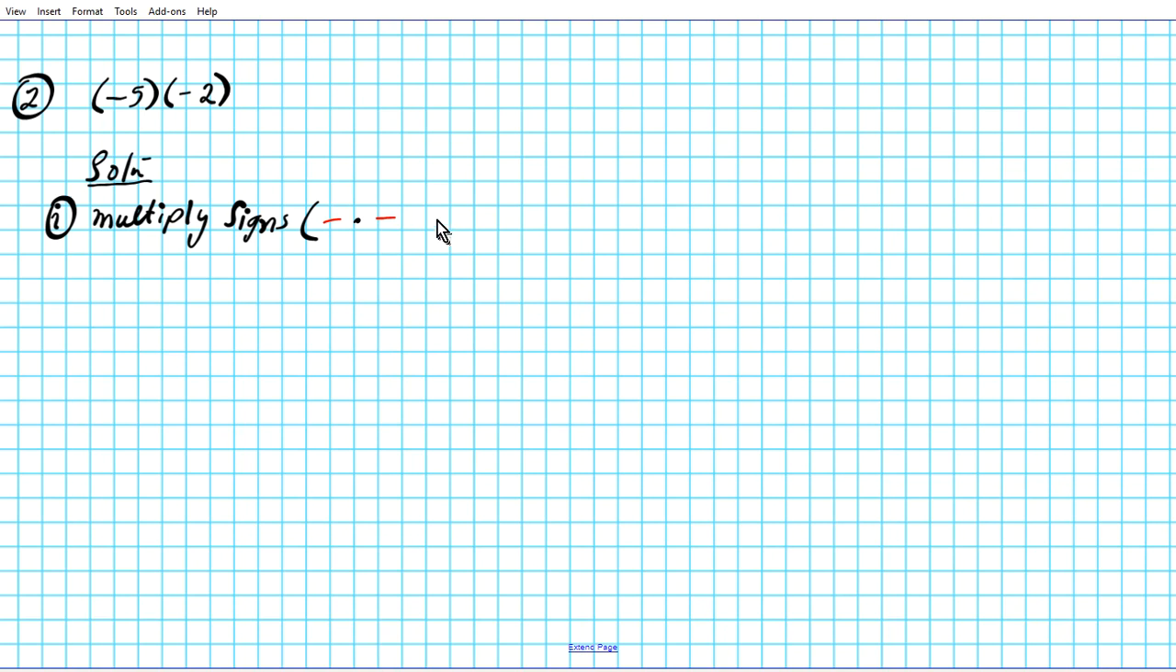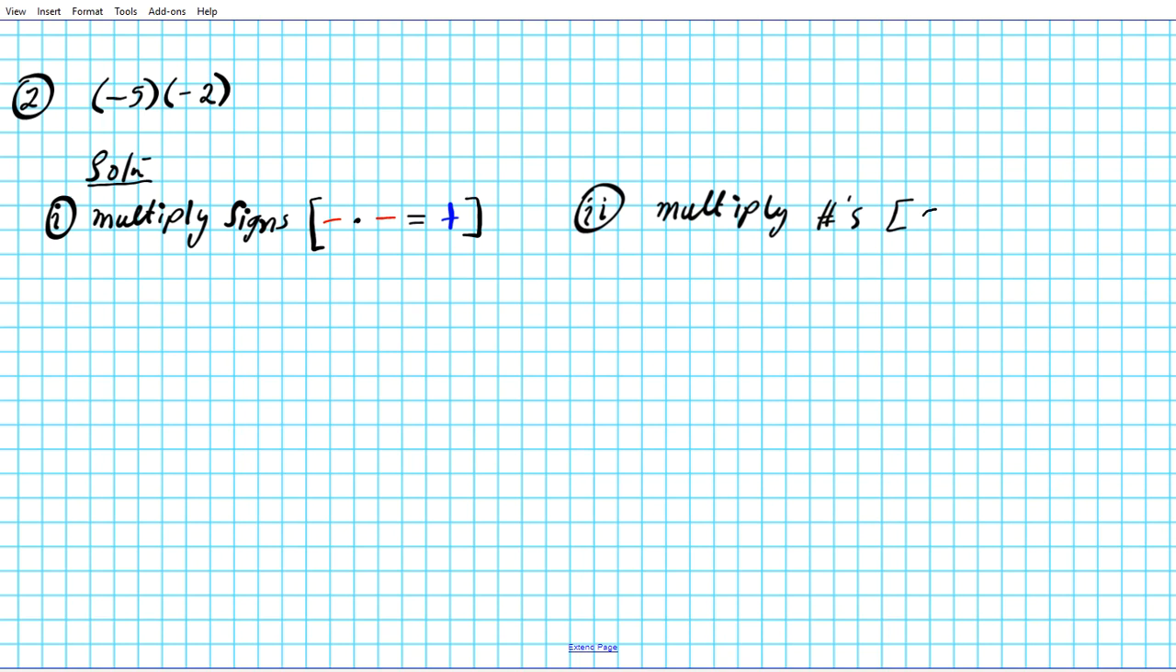Now, what is minus times minus? The signs are the same, so whenever you multiply or divide the same signs, you end up with positive. Okay? Alright, and then the second part of the problem involves just multiplying the numbers. So we're going to multiply the numbers. What am I talking about?